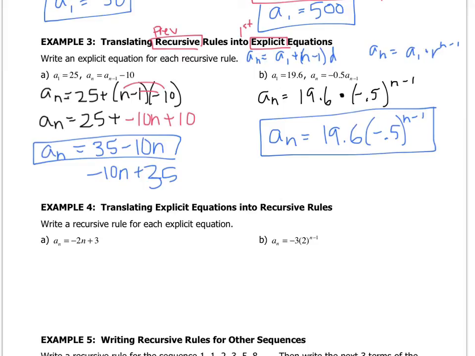Last one is doing the reverse, taking explicit and turning it into recursive. Now remember, for a recursive rule, you have to know what terms came before it. So we have to do a little bit of work in order to use our recursive rules. So let's find just the first two terms. So we'll find n, and then we'll find the number. So if n is 1, then I plug in 1, and I get 1 as my answer. If I want to find the second term, that would be negative 1.